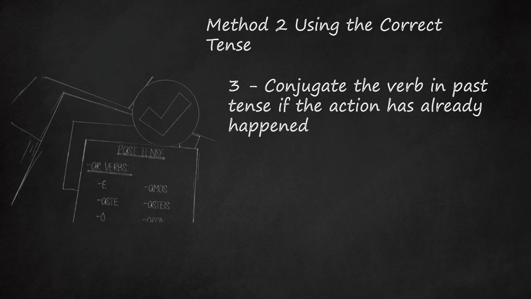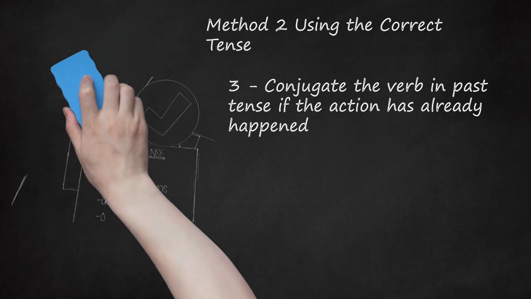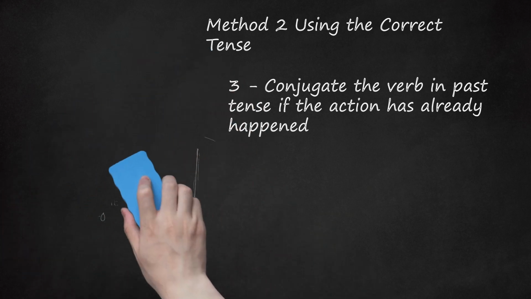To conjugate verbs in past tense, you add é, aste, ó, amos, asteis, or aron to the verb stem, depending on the subject pronoun. For example, you would conjugate the verb hablar, to speak, as yo hablé, I spoke, tú hablaste, you spoke, usted, él, ella habló, you, he, she spoke, nosotros hablamos, we spoke, vosotros hablasteis, you all spoke, or ustedes, ellos hablaron, you all, they spoke.